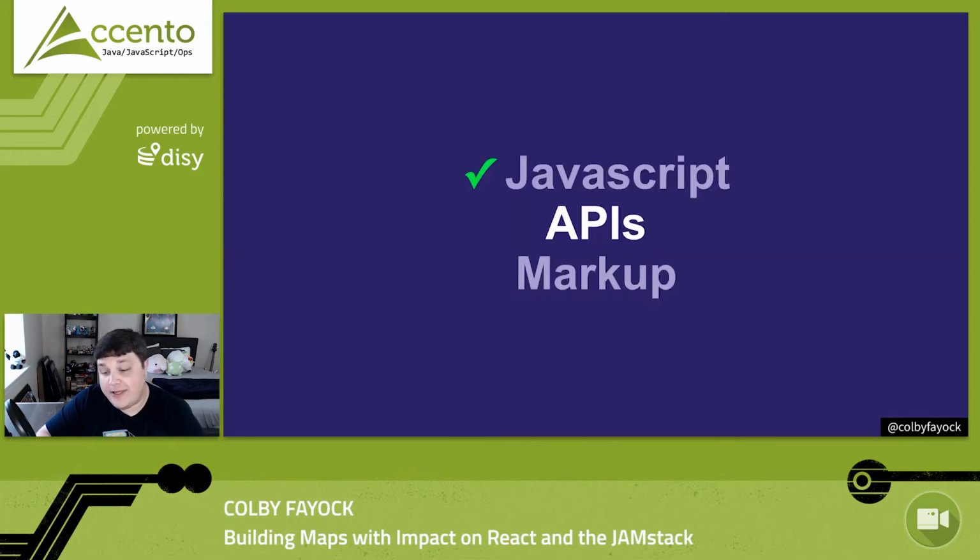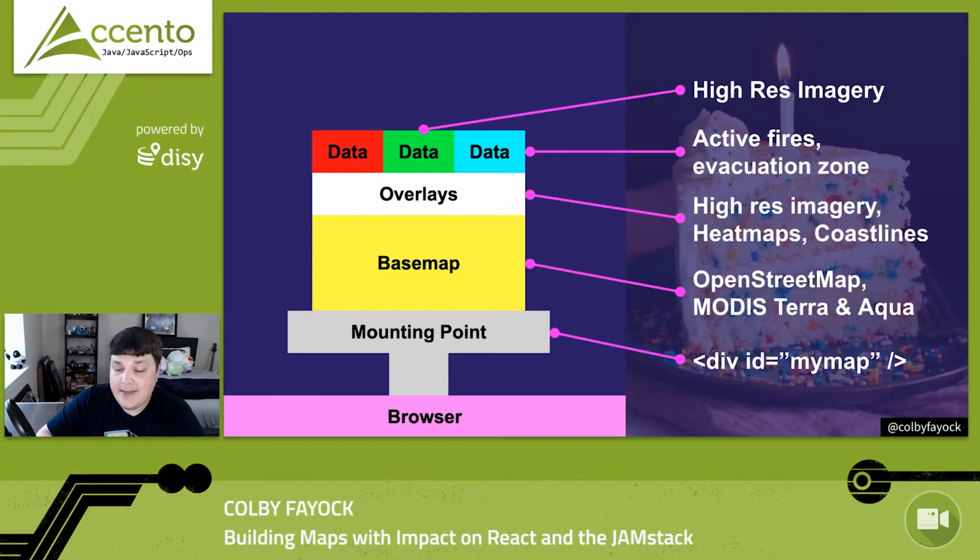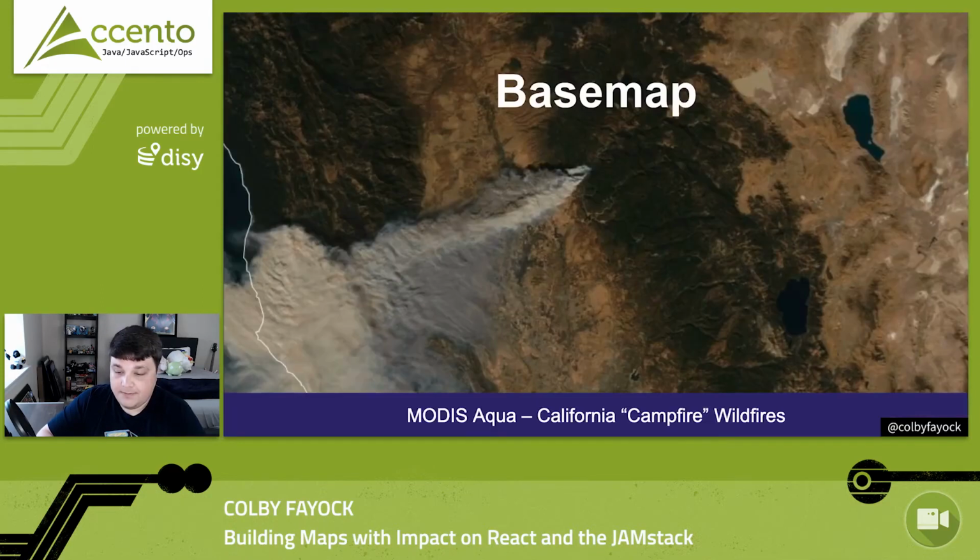All right, so getting to that point isn't too bad, but let's talk about the data that actually goes into building the map. When dealing with maps, I like to think of a poorly drawn layer cake. The base map is the actual cake, then you have your overlays as your icing, and some data sprinkled on top. Your base map typically looks something like OpenStreetMap's or MODIS Terra as we saw before. Your overlays could be anything like a small sample of high-res imagery or heat maps to visualize data. On top of that, your data can literally be anything such as active fires or evacuation zones.